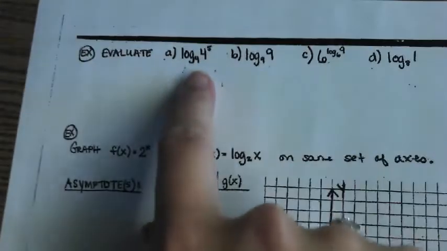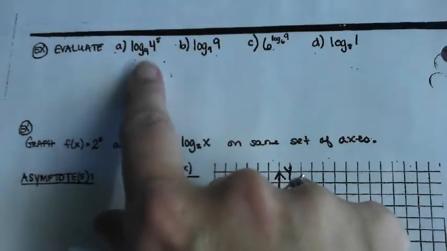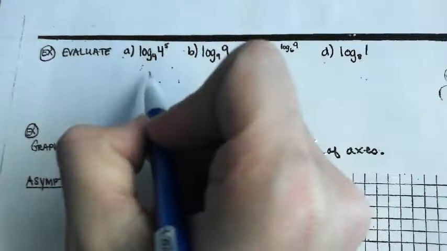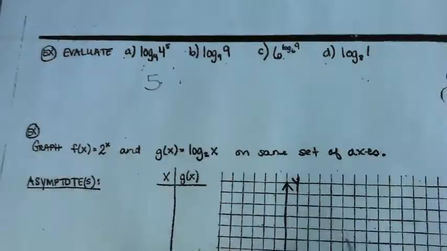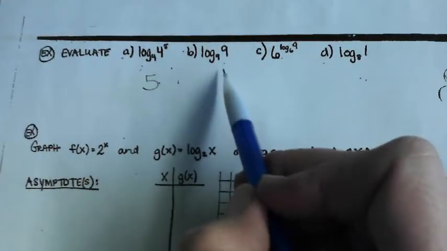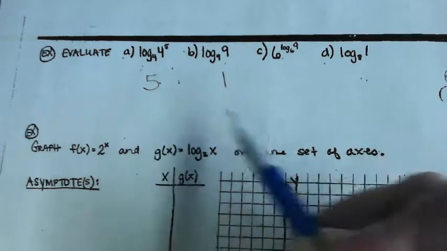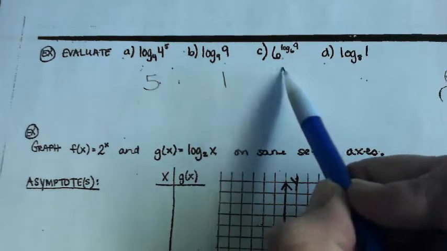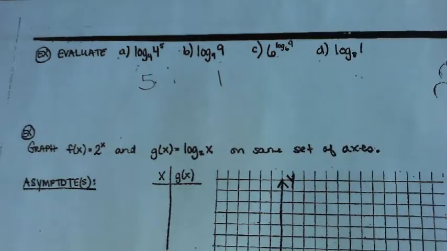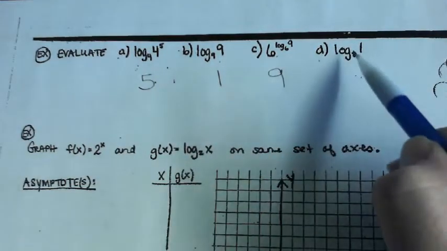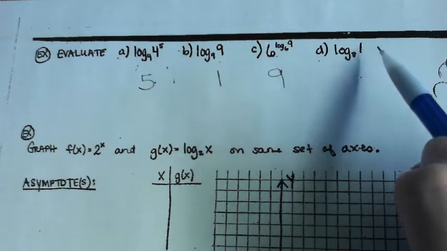So right here, we're going to use some of these. Log base 4 of 4 to the 5th is just 5. Log base 9 of 9 is just 1. Bridget, what's 6 to the log base 6 of 9? Good. And log base 8 of 1, Nate?